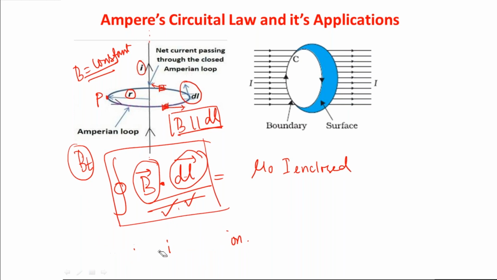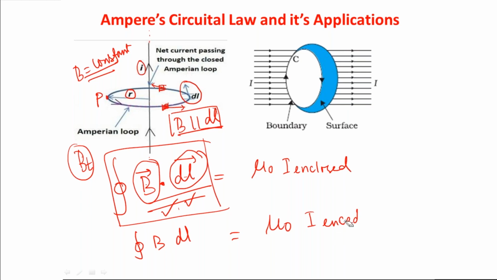Okay. So this part, I hope you have understood. This left hand side part. Since B is constant in this case, and we have seen that the magnetic field and the component of this length element are parallel to each other, I can just make this a scalar quantity with a closed integral like this.